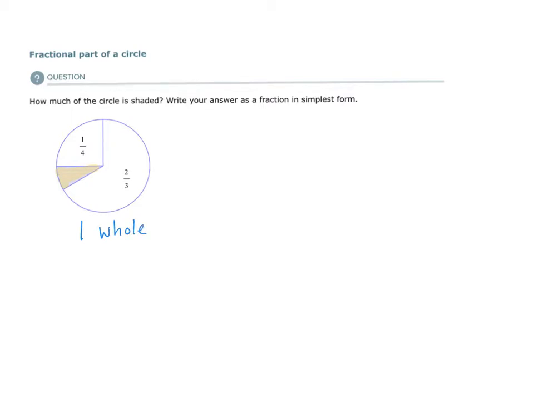Alright, so what we're going to do first is add up the parts we know. Now, in order to do that, we have to get like terms. So you want to think about what number both 4 and 3 will go into. If you're not sure, you can list them out. List out the multiples of each one. So we'll start counting by 4s.